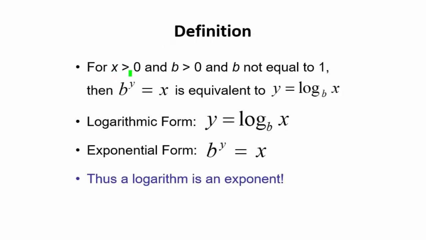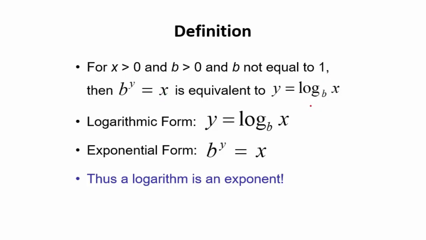Definition. Let x be greater than 0, and b greater than 0 and not equal to 1. It's important that b is not equal to 1, otherwise it'll be trivial. Then b raised to the y equal to x is equivalent to saying that y is the exponent of the base b, so that when you raise b to the y, you get x. So when you're evaluating the logarithm of x to the base b, you're just saying that if I raise b to the y, I get x.